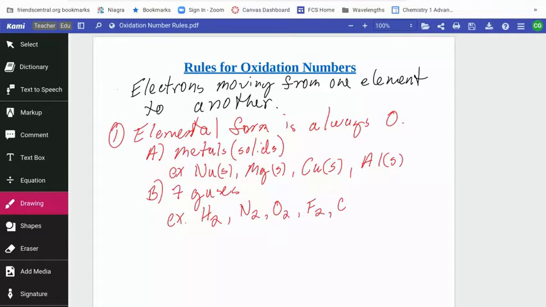Then we'll go down column 17 or 7A, which will be chlorine as a gas, bromine as a gas, and then iodine as a gas. That should be 7, right? 1, 2, 3, 4, 5, 6, 7. So H2 is in row 1 and column 1, but N2, O2, and F2 are all in row 2. They're fairly simple. All gases bonding together with the same element.